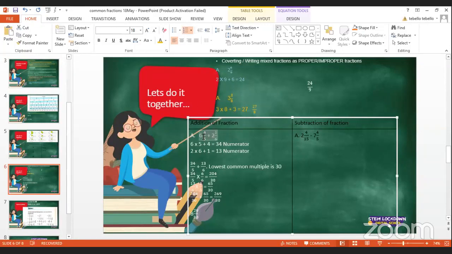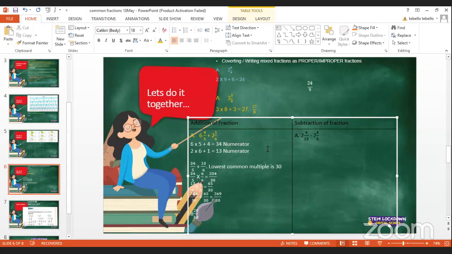So here are our fractions right here. Number A, let's highlight it yellow. Okay, so number A, we will have 6 and 4 over 5 plus 2 and 1 over 6. Right. So now let's convert them to proper or improper fractions before we can calculate.